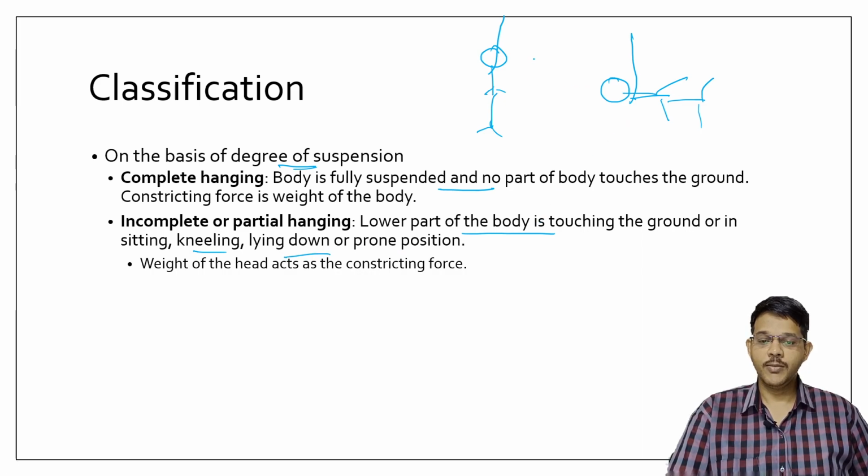So here the body is not completely suspended, but it is suspended in such a way that some part of the body touches the ground. If some part touches, like even a toe, it is considered as partial or incomplete hanging. Mainly in incomplete hanging, the weight of the head acts as a constricting force.